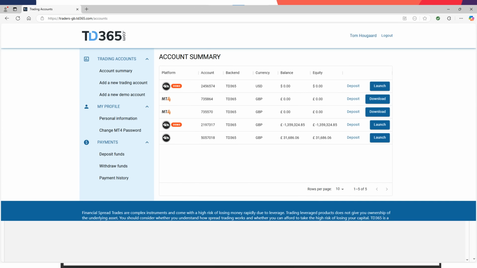So just to give a review of what's going on in my account, I took a screenshot of the trading portal, and you will see that my account is 31,686. Please do not ask me how I managed to lose 1.3 million on the demo account. I have no idea what was in there, but let's focus on the real account.